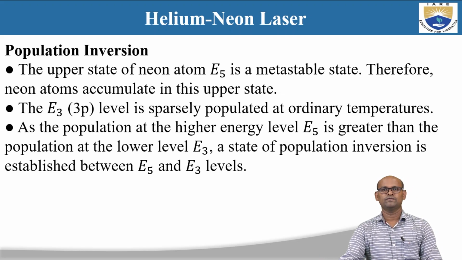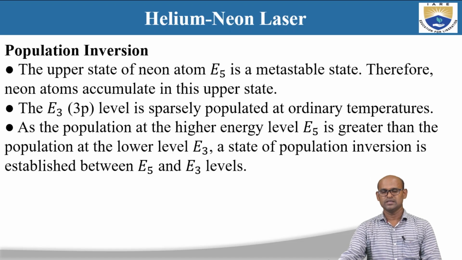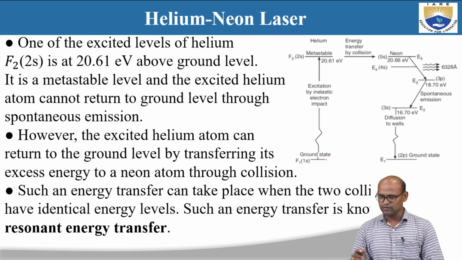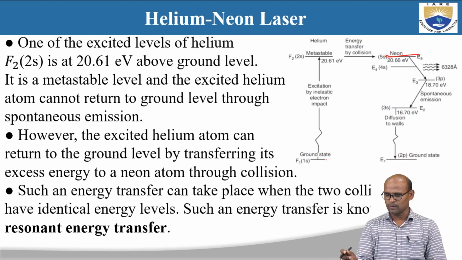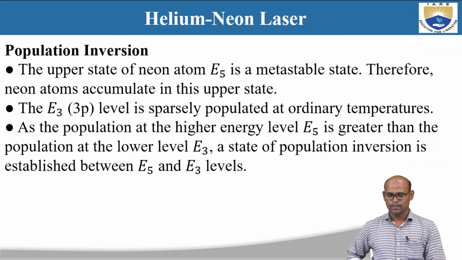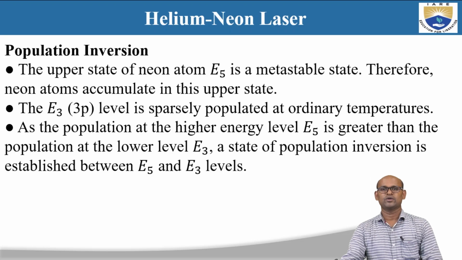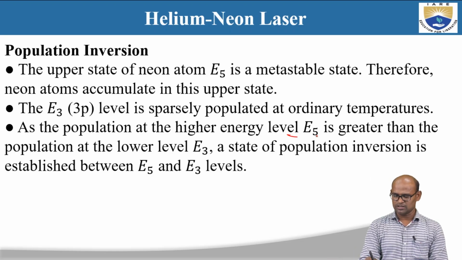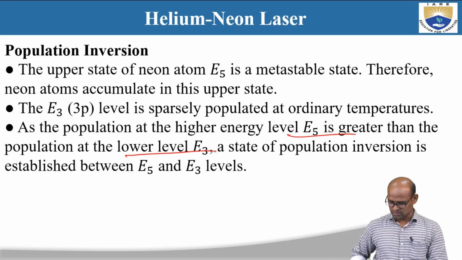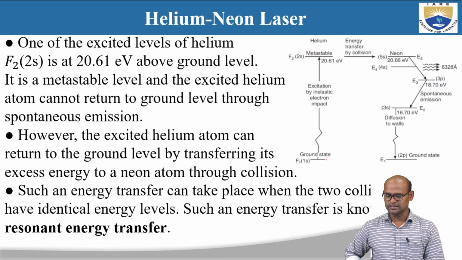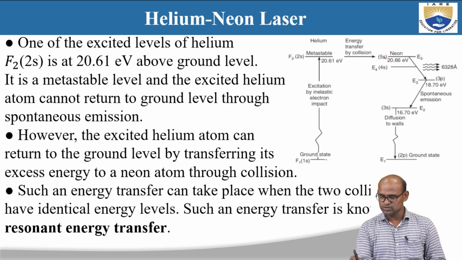The upper state of the neon atom, E5, is a metastable state. So E5 is a metastable state and E2 is a metastable state. Therefore, neon atoms accumulate in this upper state. The E3 level is sparsely populated at ordinary temperatures. So population inversion is achieved between E5 and E3. So you have E5 and you have E3.